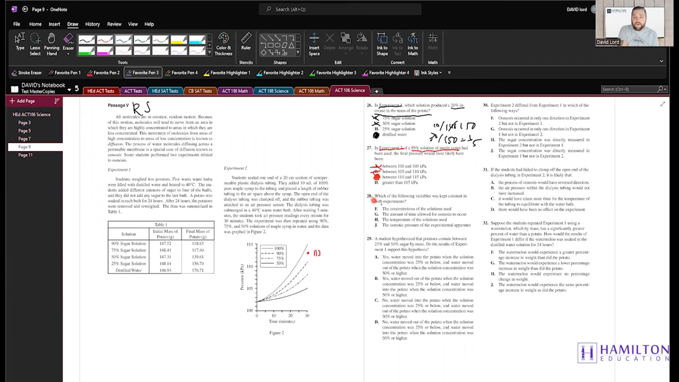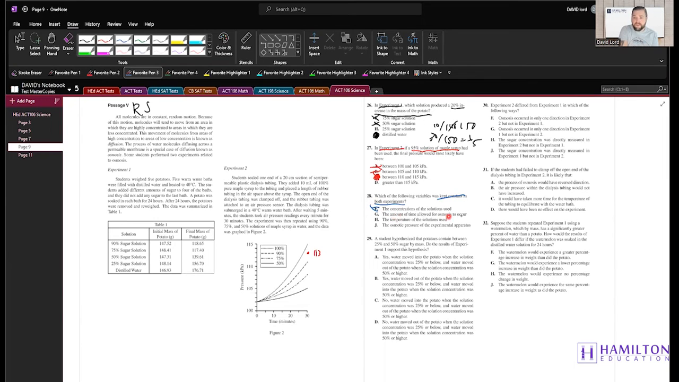Question number 28. Which of the following variables was kept constant in both experiments? Okay, so going through it, the concentrations of solutions used, well, we saw that we had 100% solution, 90%, 75, 50. That's different from the 90, 75, 50, 25 and distilled. So we can cross off F.